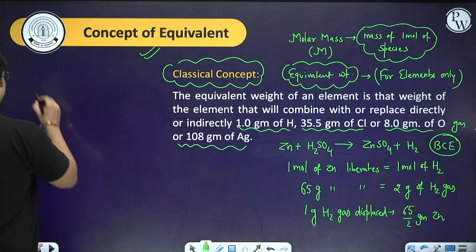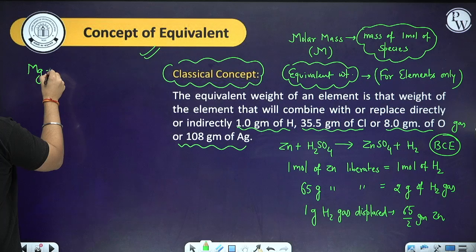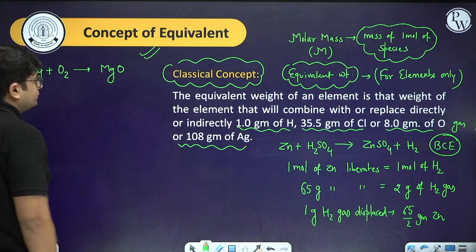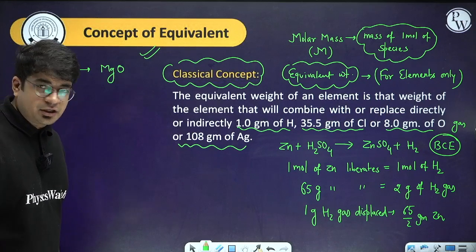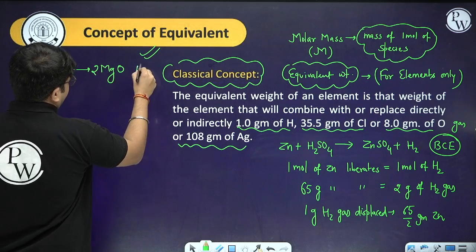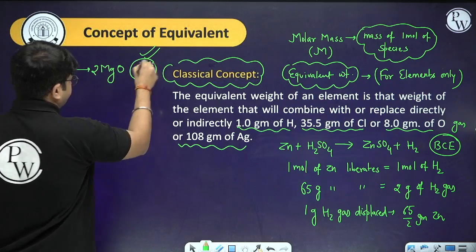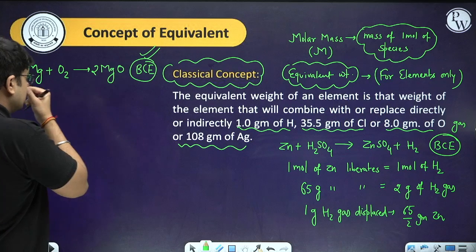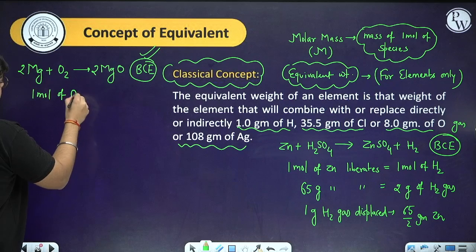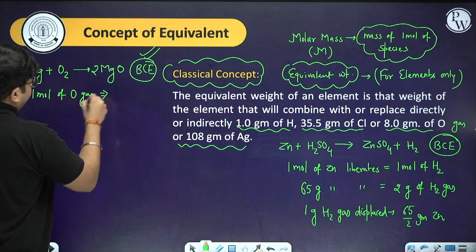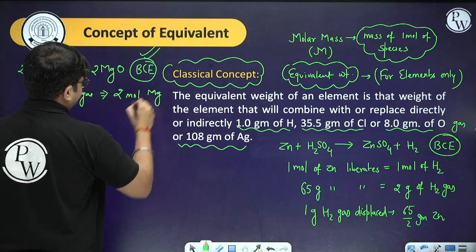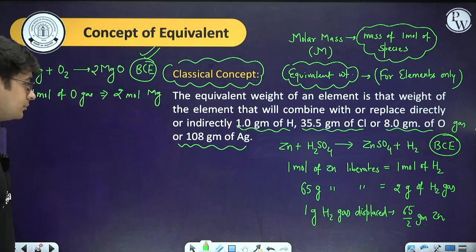Let's say the next part, that Mg reacts with oxygen to form MgO. Is this reaction a balanced equation? No, this is not a balanced equation. So I can multiply 2 here and 2 here. Now it becomes a balanced chemical equation, so that we can apply mole-mole analysis. I can say that 1 mole of oxygen gas reacts with 2 moles of magnesium, definitely.